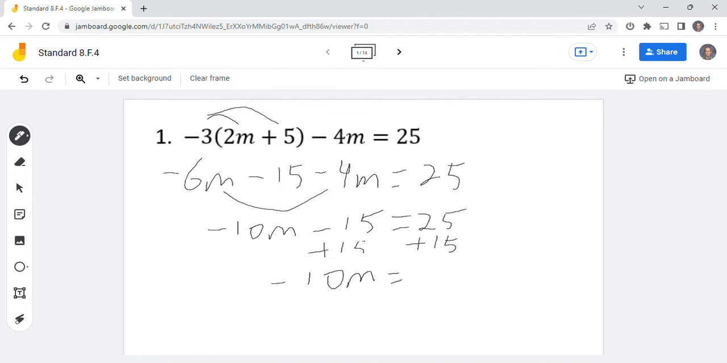The other side ends up being 40. We're going to finish this out by dividing by negative 10. Divide by negative 10 and we get m equals negative 4.